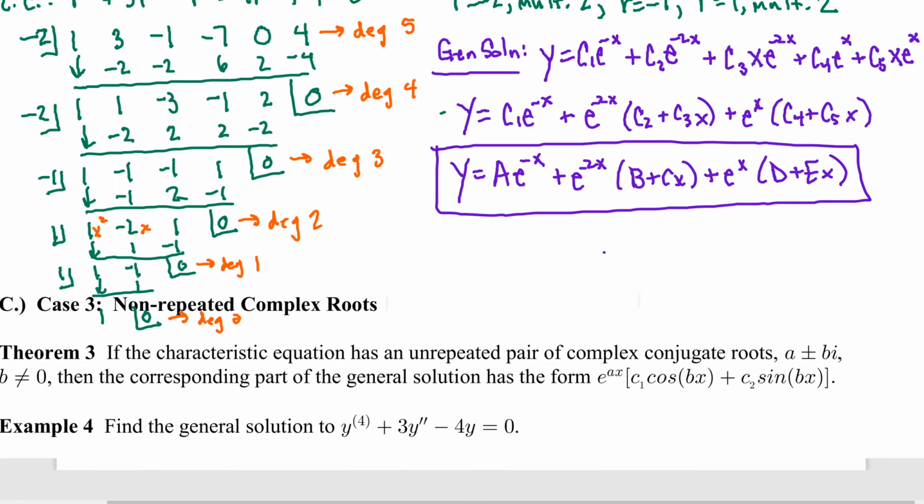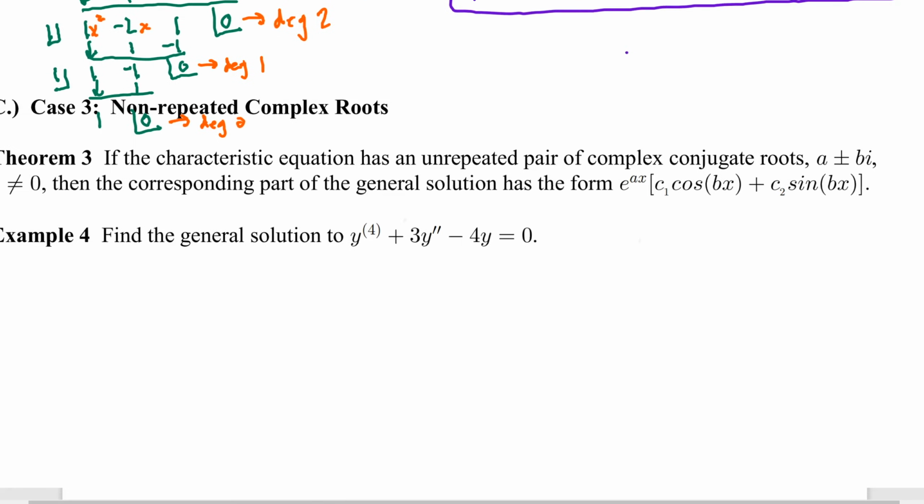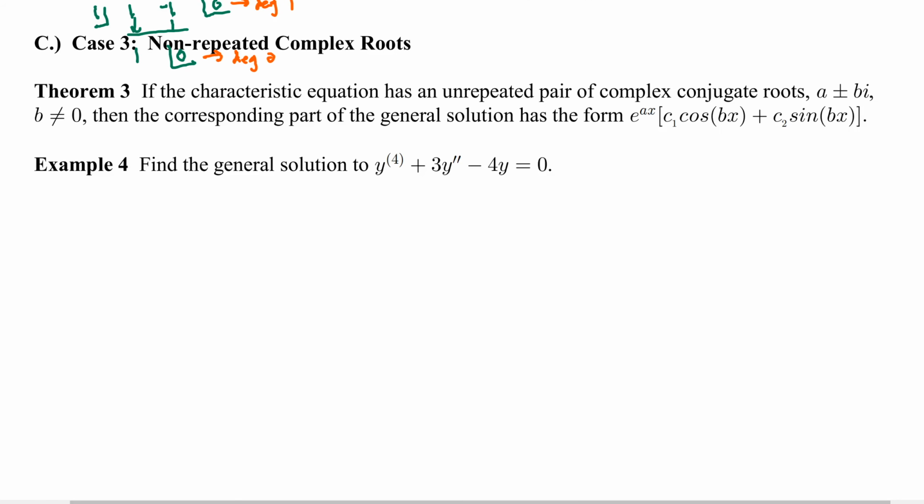So we've completed 2 possibilities for the roots of the characteristic equation: distinct real roots and repeated real roots. The next 2 cases that we'll examine deal with complex roots. We'll look at non-repeated complex roots and repeated complex roots.